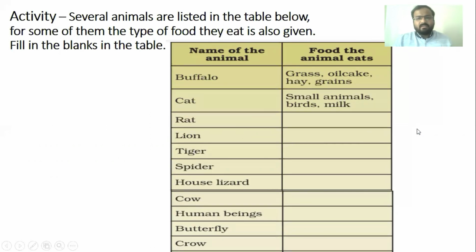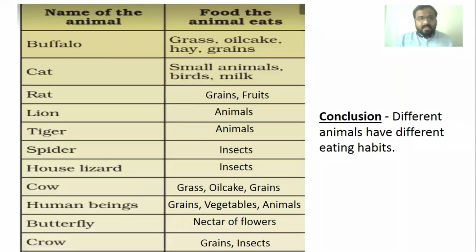So let's discuss. The first animal is buffalo. It's given that buffalo eats grass, oil cake, hay, grains. On all these things, buffalo feed upon. Next is cat. Cat eats small animals, birds, milk. Next is rat. Rat eats grains, fruits. Next is lion. Lion feeds on other animals. Next is tiger. Tiger also eats animals.